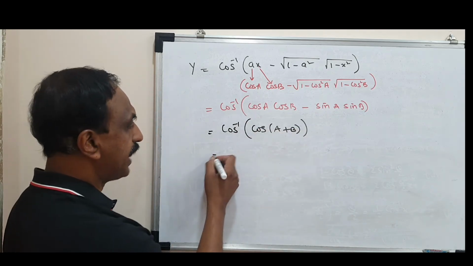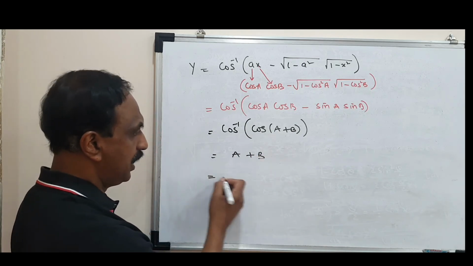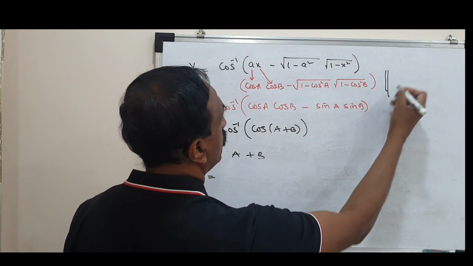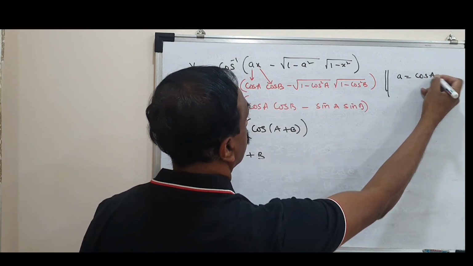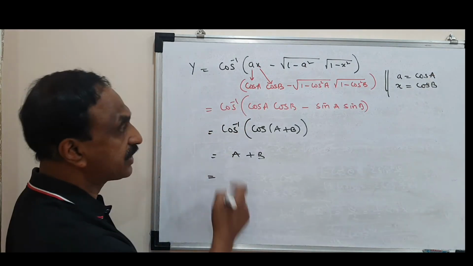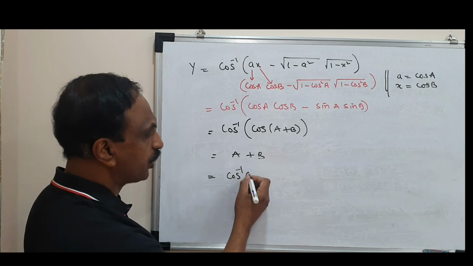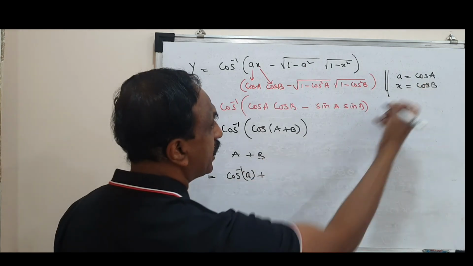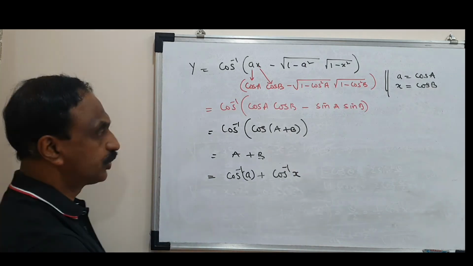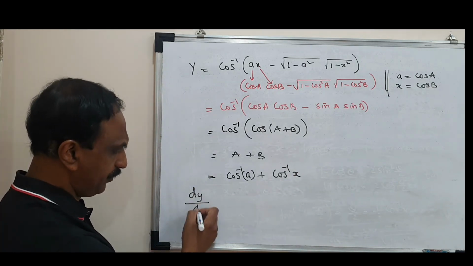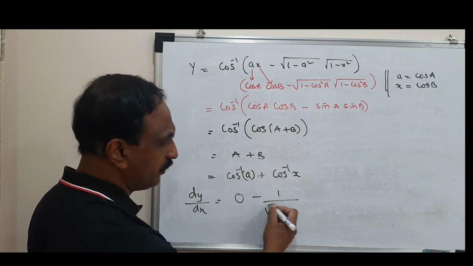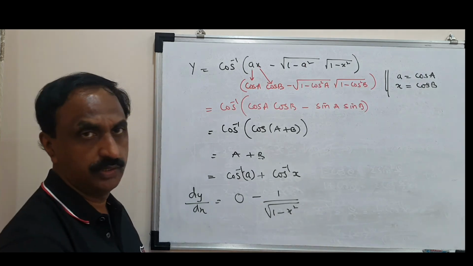Cos inverse and cos will get cancelled. It is a plus b. And what does a stand for? What is our substitution? A is cos a and x is cos b. So a stands for cos inverse of a, and b stands for cos inverse of x. When you differentiate, there's no x in the first term, so it becomes 0, and the derivative of cos inverse x is minus 1 upon root of 1 minus x square.